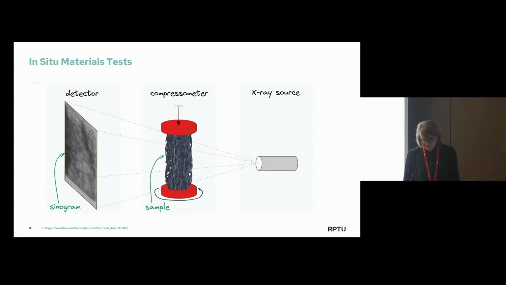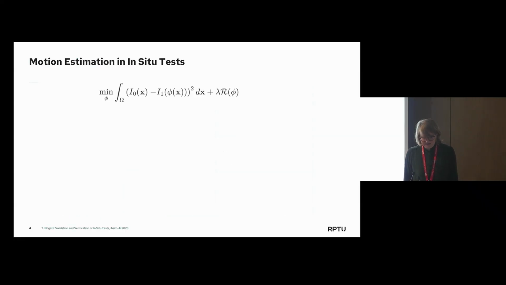And the motion is usually estimated by a minimization problem. You saw a very similar one in the last talk, but there's a slight difference because there's a regularization term now on the right. You can cast almost all of the motion algorithms into this context.